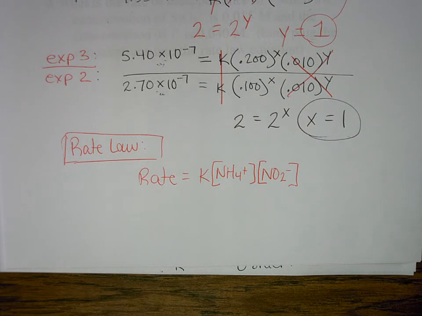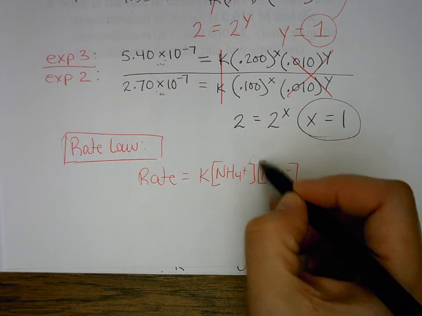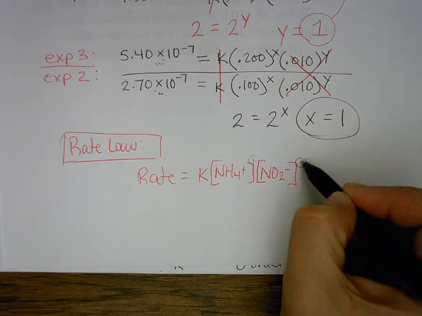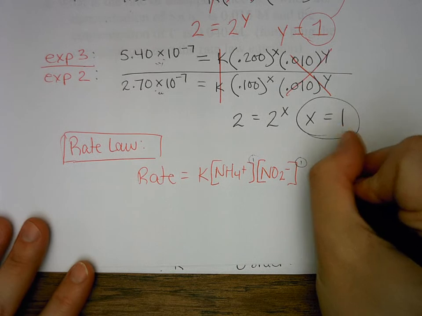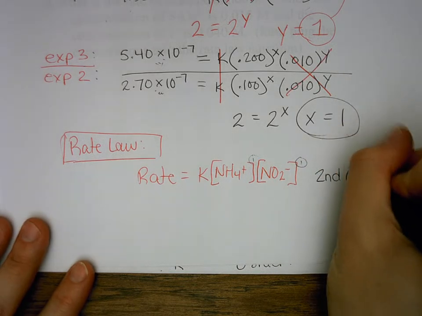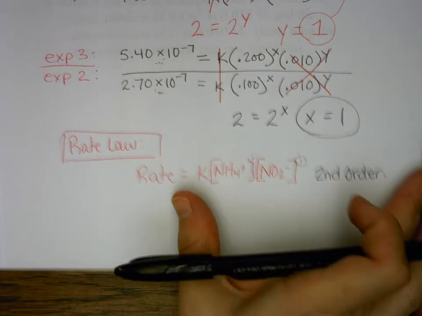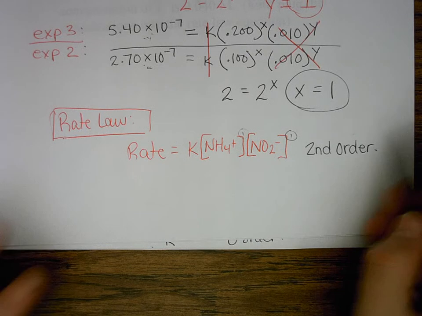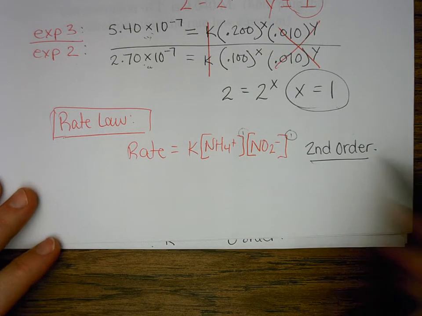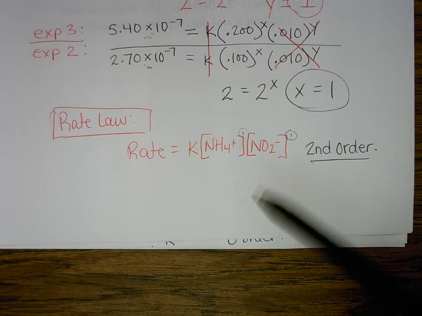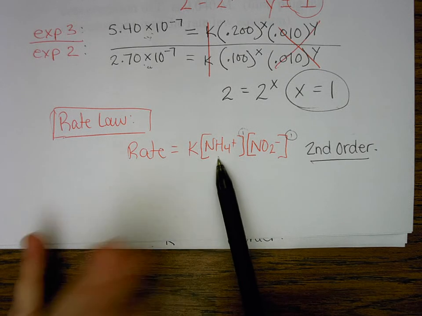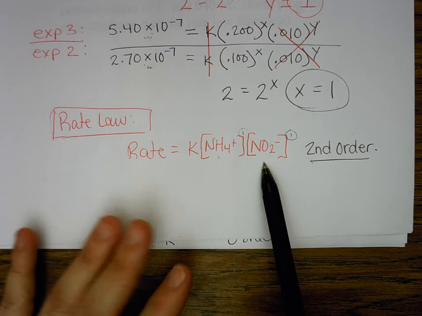By the way, here's a shortcut for figuring out the order of the reaction. If you add together the exponents, I have a 1 and a 1 right here. This is a second order reaction. So if it asks you what order is the reaction, second order overall. And then they might say that it's first order with respect to NH4 and first order with respect to NO2, whatever those exponents are separately.